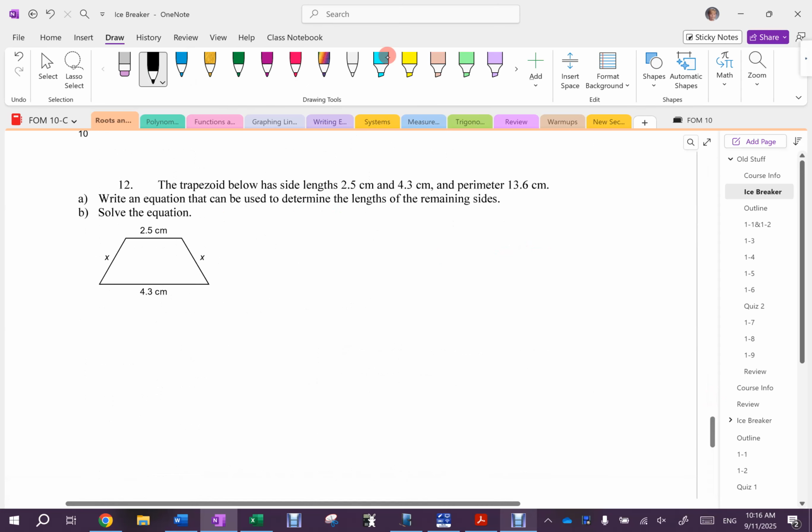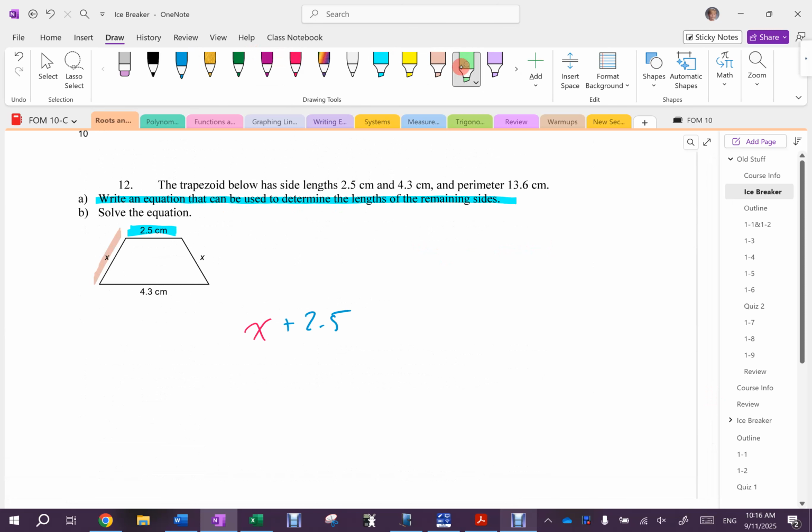And lastly, write an equation. Okay, well, how long is that side? That's x. How long is that side? 2.5. How long is that side? Plus x. And how long is that side? All the sides together: 13.6. There is your equation.